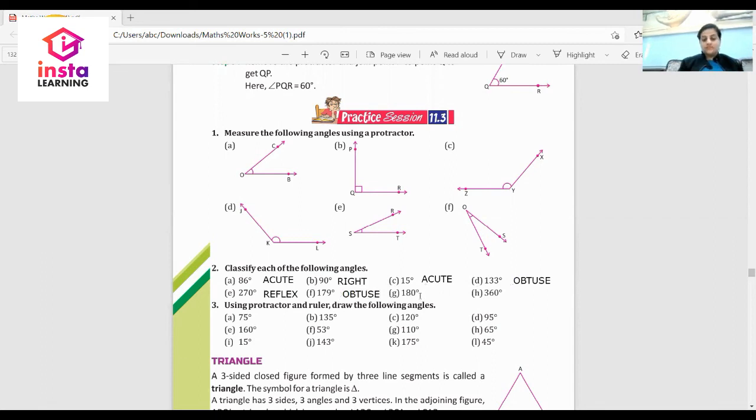Now this is 180. This is called a straight angle. Got it? And this is simply a 360 degree angle, that is called a complete angle. Now using a protractor and ruler, draw the following angles. You have to do it by yourself at home, in a copy with a protractor.